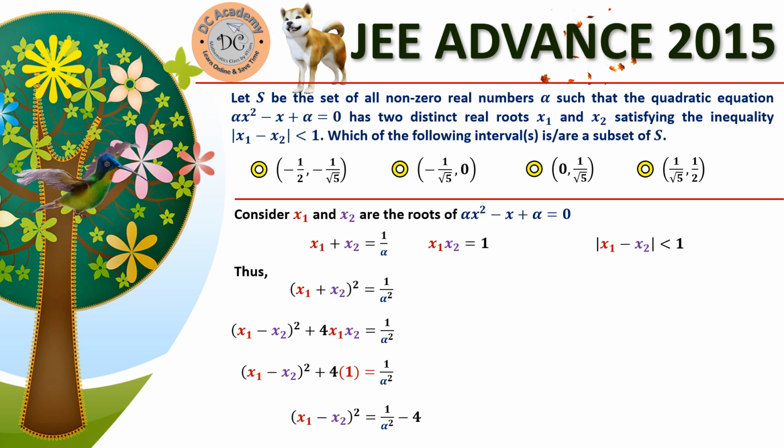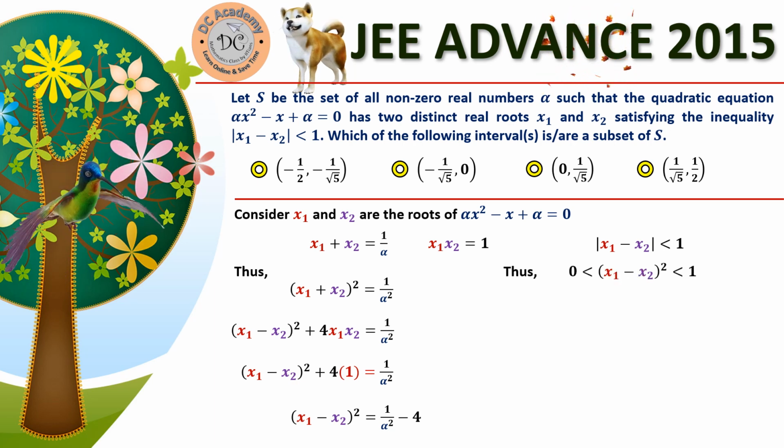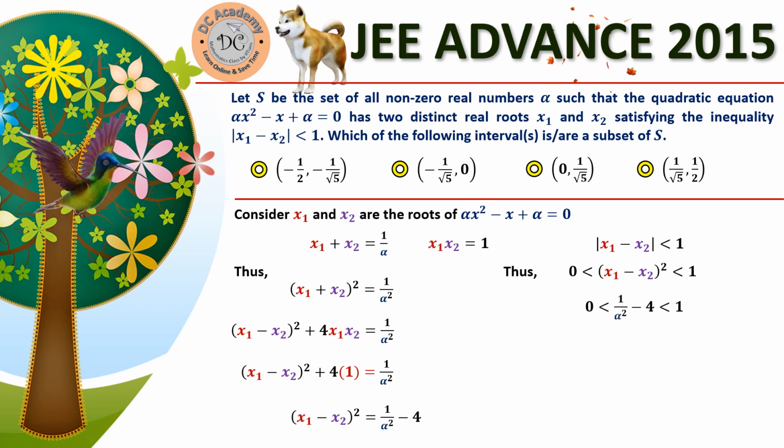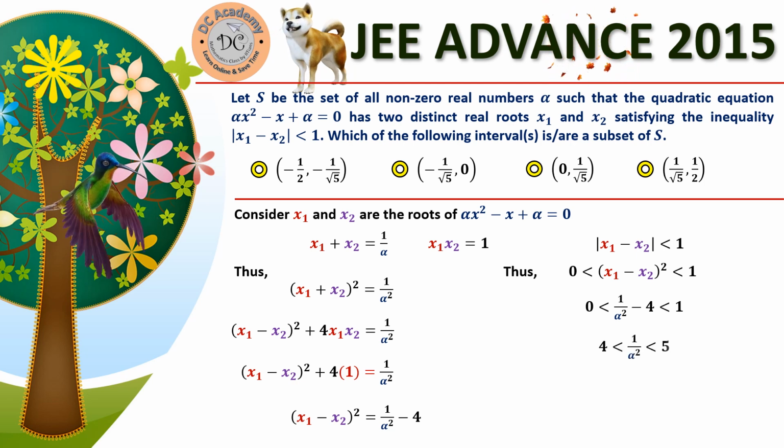Now, it is given that mod of x1 minus x2 is less than 1. Therefore, x1 minus x2 lies between minus 1 and plus 1, and hence x1 minus x2 whole square lies between 0 and 1. So we can say that 1 by alpha square minus 4 lies between 0 and 1. If we add 4 to both sides, we get 4 less than 1 by alpha square less than 5.